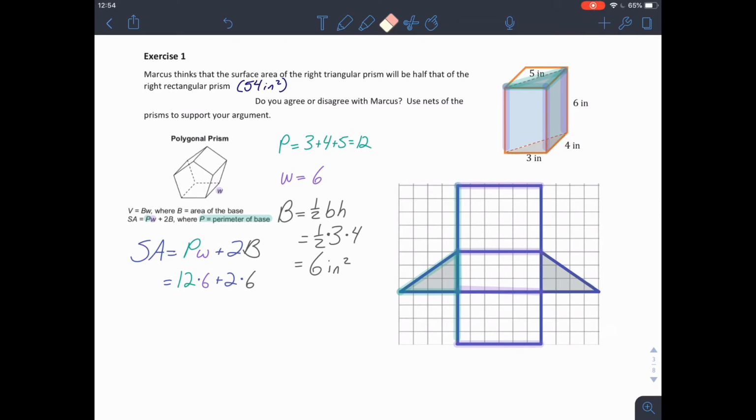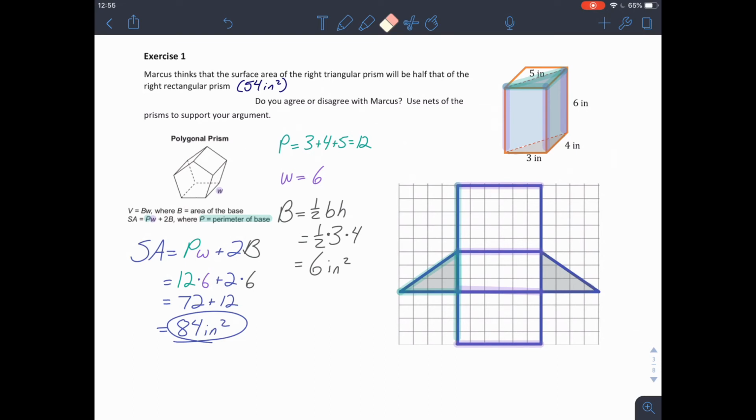So now that we have all this, we can plug it into our surface area formula. Our perimeter of 12 times the distance between our bases of 6 plus 2 times the area of our two triangular bases, which is 6. So when we multiply all that together and then add, we find that the surface area of a right triangular prism is 84 inches square, which is significantly more than 54 square inches.